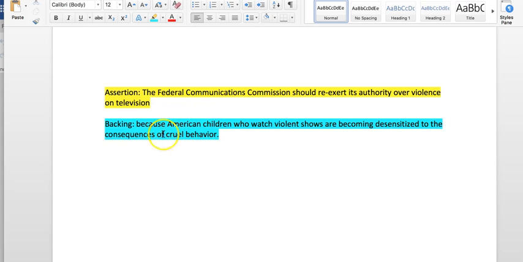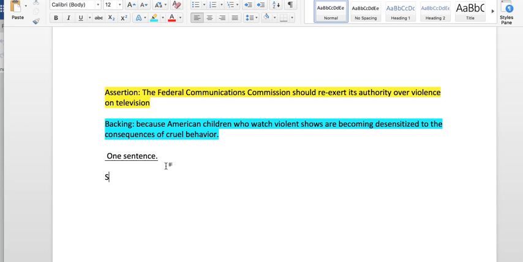So you have the assertion and the backing. Two parts. It's all one sentence, by the way. Don't do 10 million parts of a sentence. I know that sometimes you can do a compare and contrast essay in two pieces, and sometimes that's fine. But for this particular essay, you want this to be one piece. You want this to be one sentence.